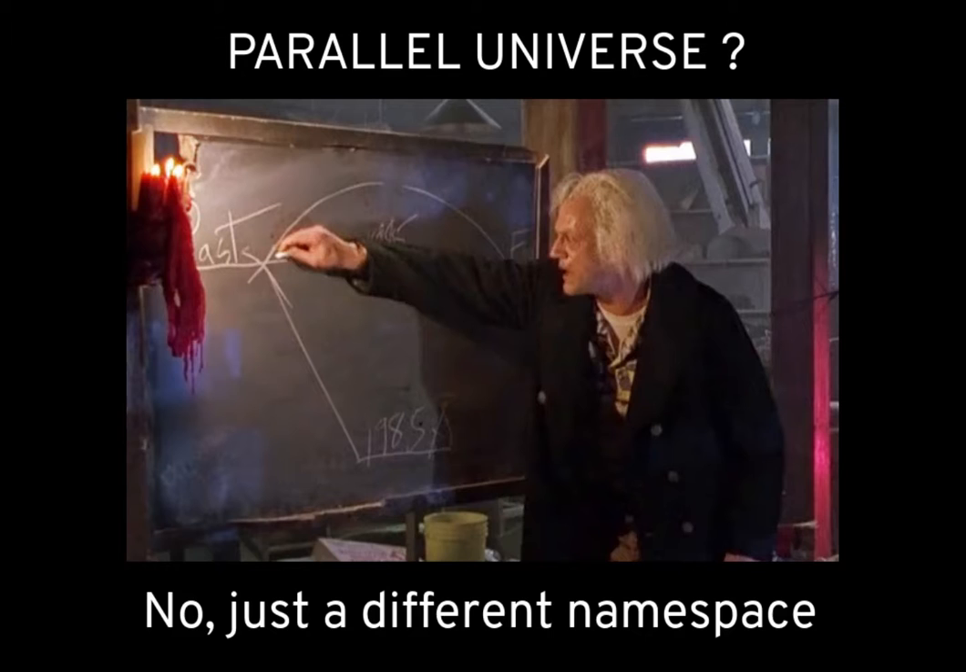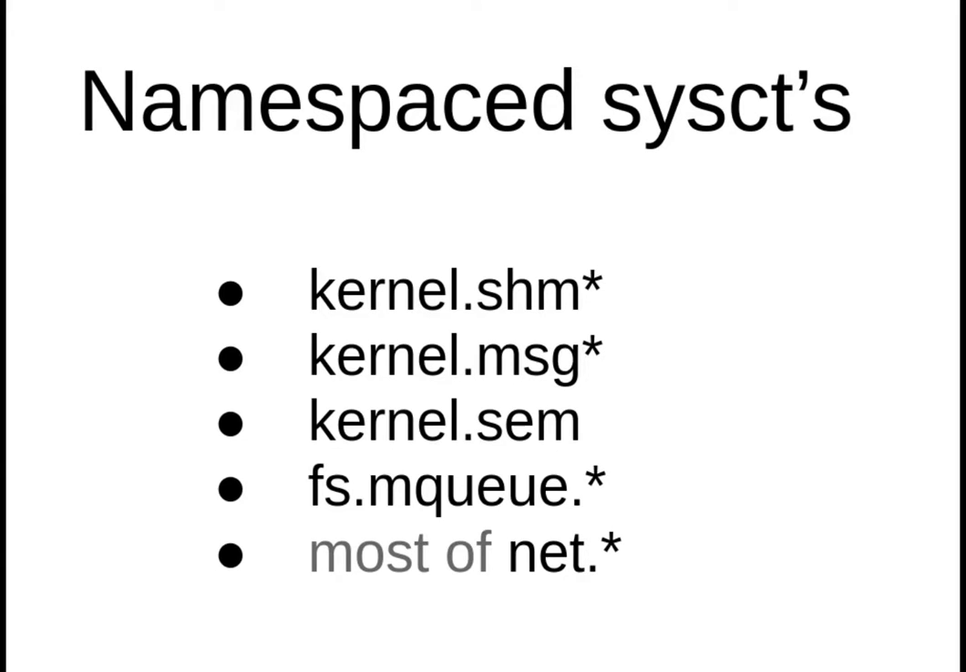This means they can have different values in different namespaces. Here are some examples of namespaced sysctls. Namespaced sysctls allow using custom sysctls within containers. Note that only sysctls that are namespaced can be set independently on a container. OpenShift allows controlling the namespaced sysctls in pods.